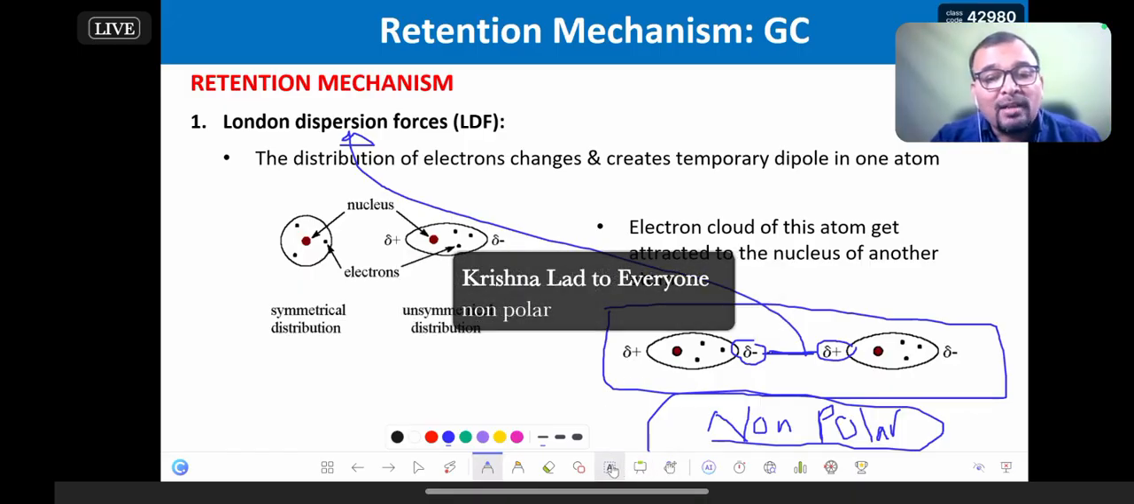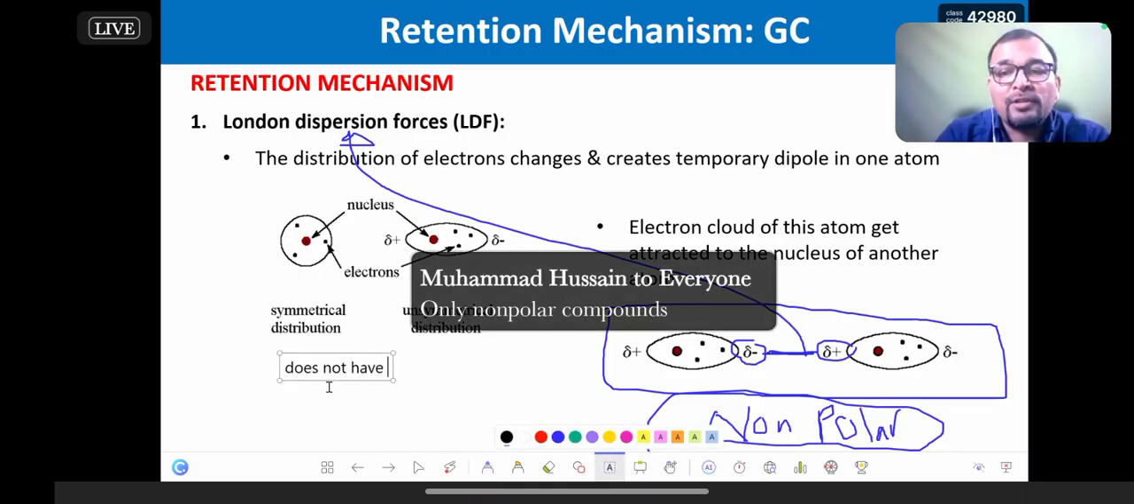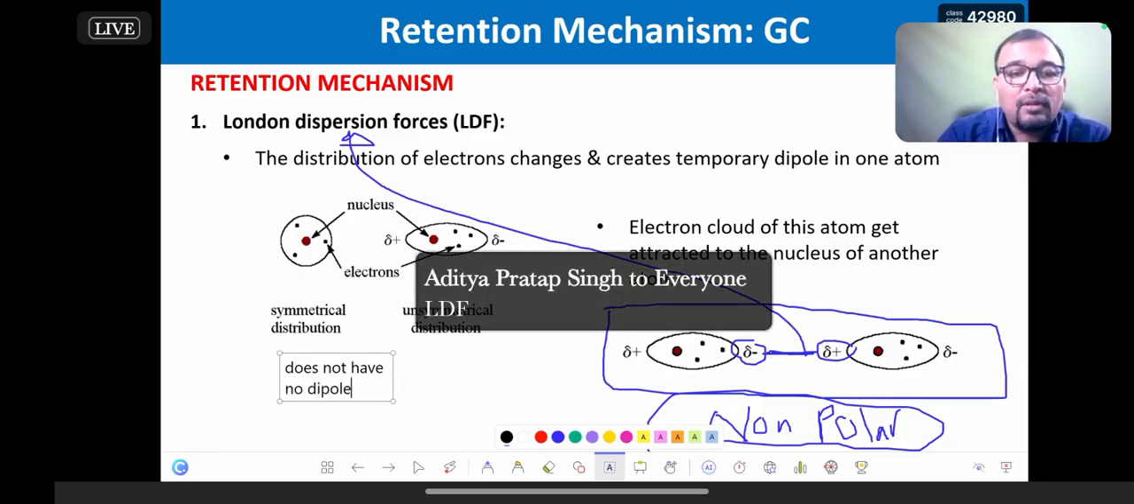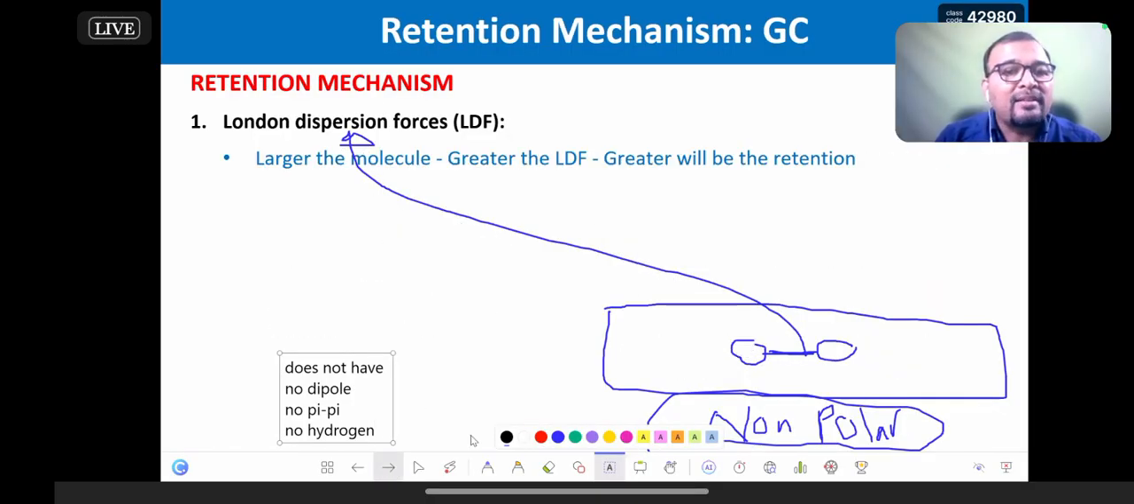Because this non-polar compound does not have other van der Waals forces, like no dipole-dipole, no pi-pi interaction, no hydrogen bonding, isn't it? So nothing is left. Only possible is what? The London dispersion force. If you are now clear with what is meant by the London dispersion force, I would like to go ahead with some characteristics of the London dispersion force.